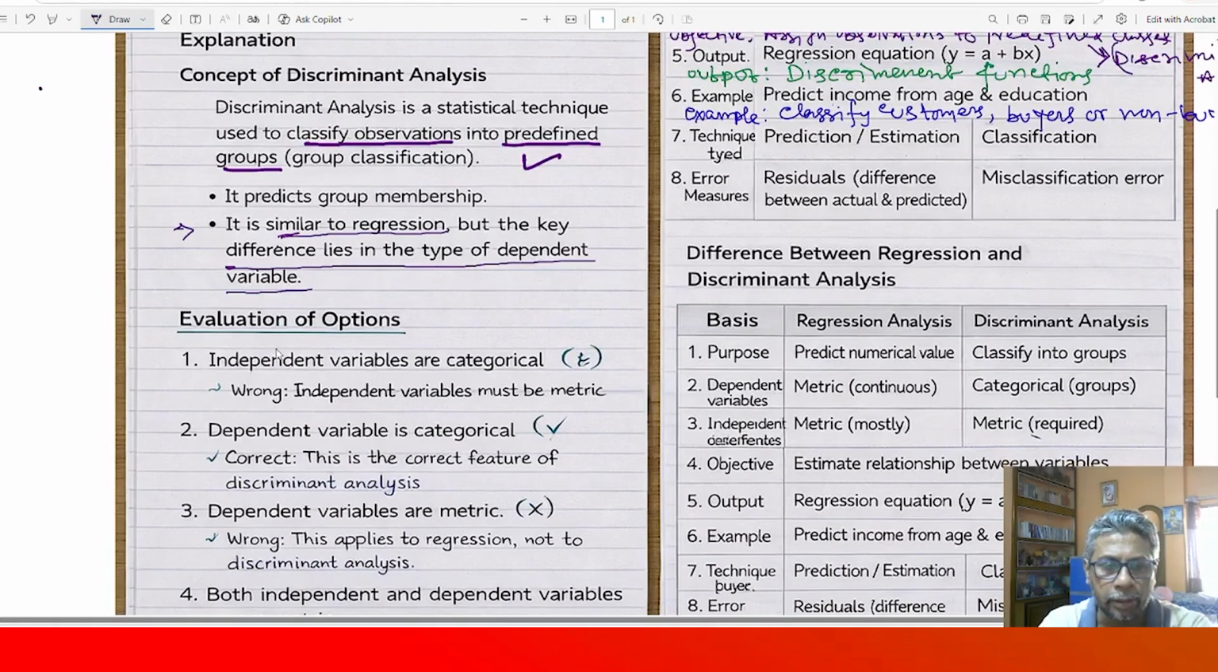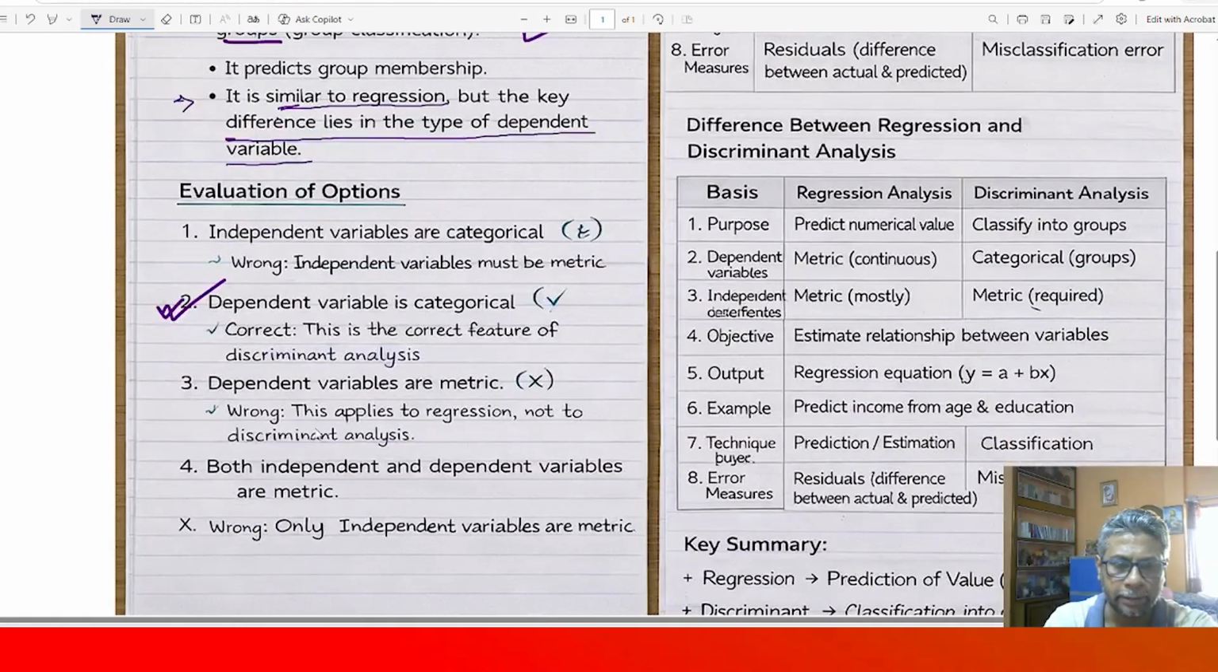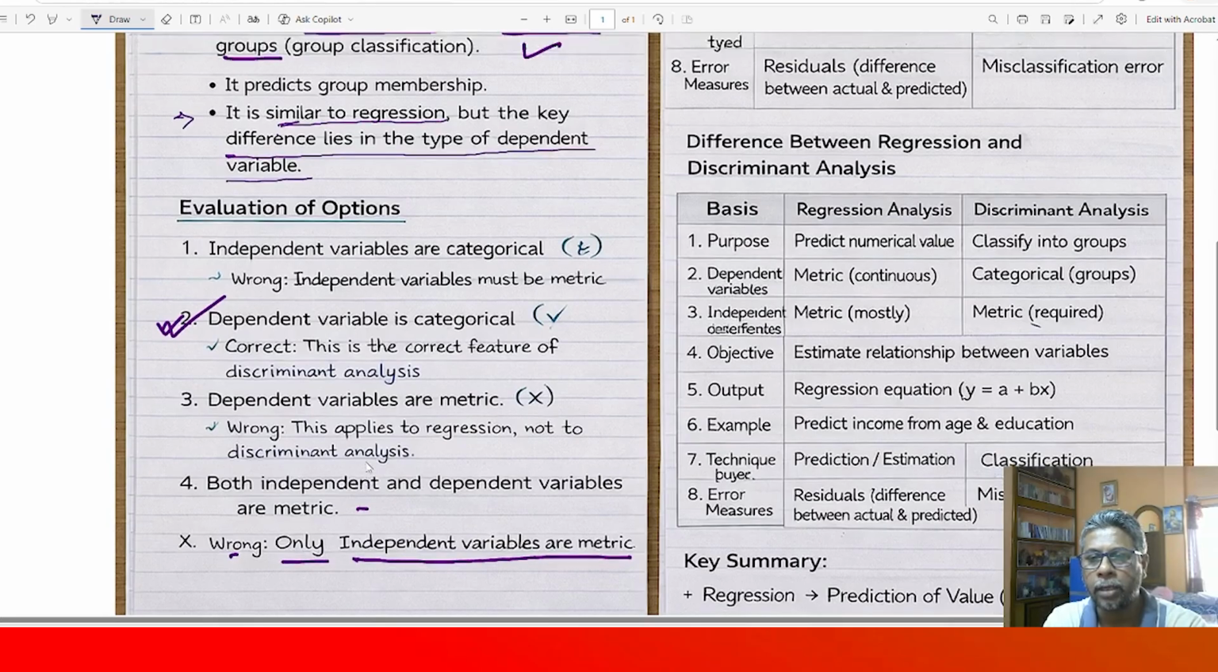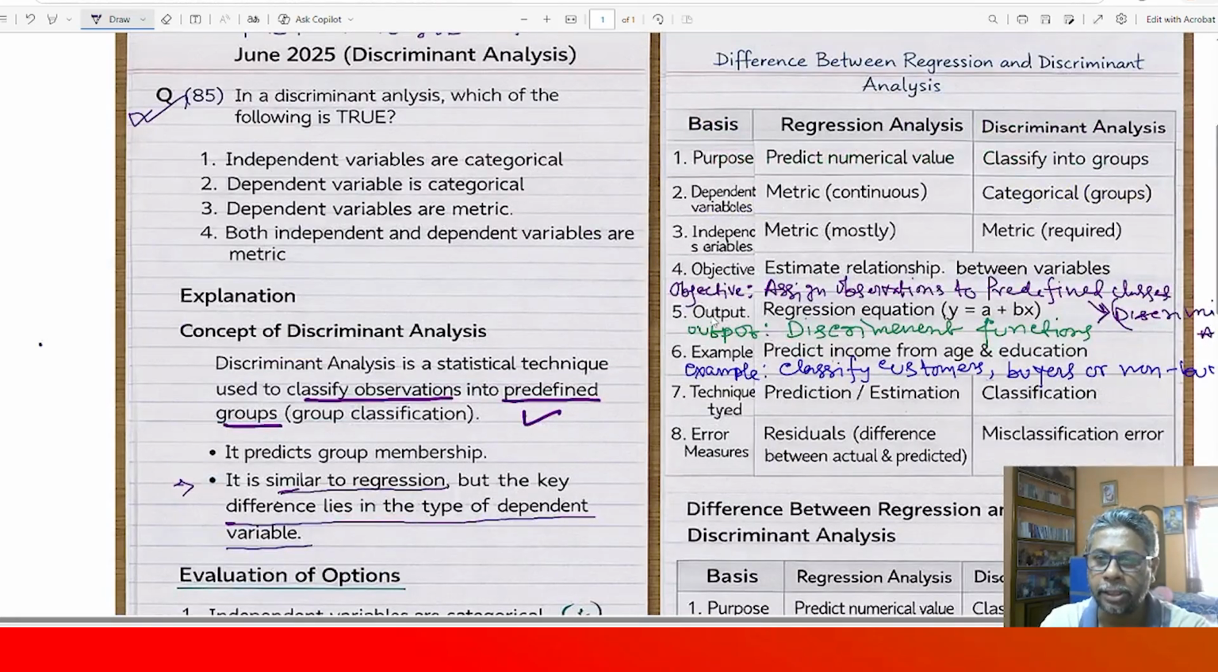Next, evaluating the options. Independent variables are categorical: this is wrong. In discriminant analysis, the dependent variable is categorical. That's why option number 2 is right. Dependent variables are metric: this is a wrong statement, as it applies to regression, where dependent variables are metric. Both independent and dependent variables are metric: this is wrong because only independent variables are metric. That's why you have to study the comparison between regression and discriminant analysis.